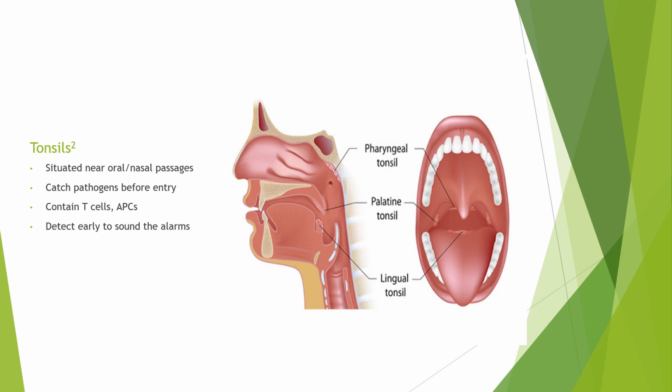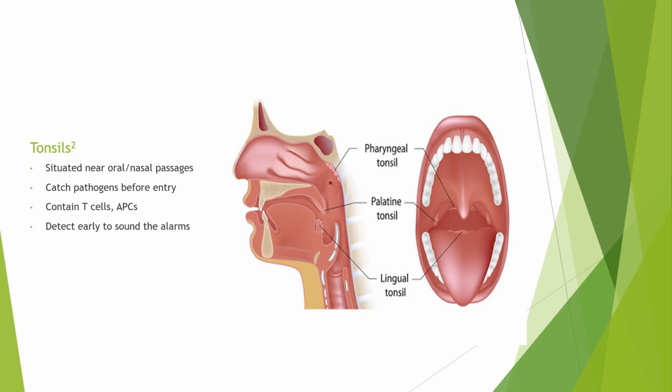So now let's just travel around the body and look at some of these lymphoid tissues, such as the spleen, mucosa-associated lymph tissue, and the tonsils, which are essentially a first line of defense for any pathogens we're going to encounter either through inhalation or our food. The tonsils are situated near oral and nasal passages. We have the pharyngeal tonsil, which is going to be exposed to all the air we breathe.